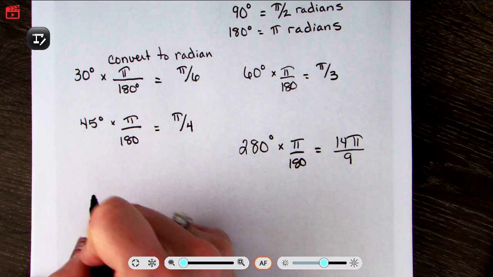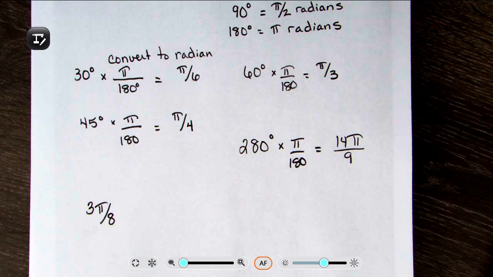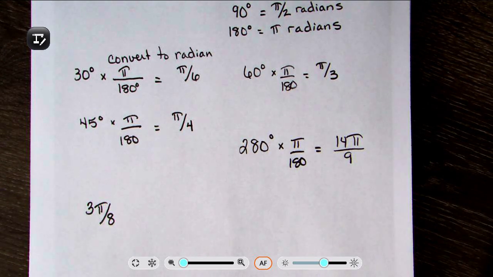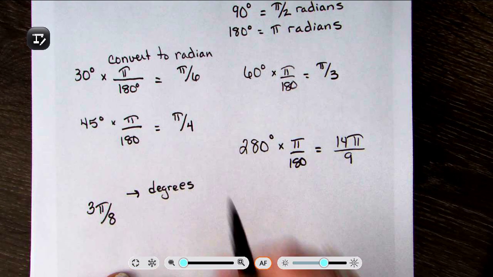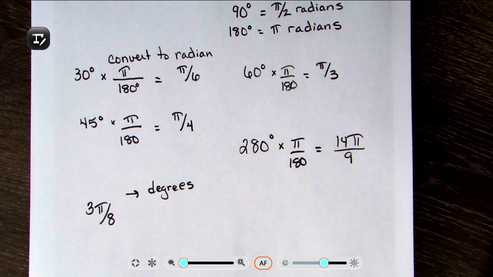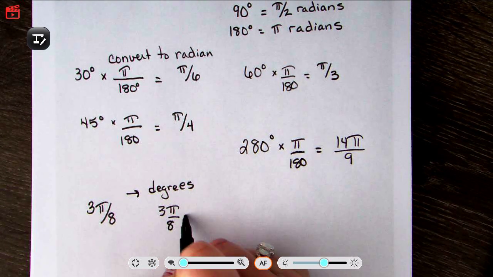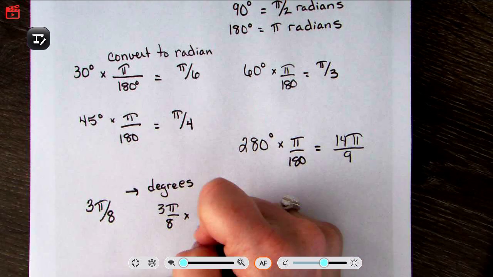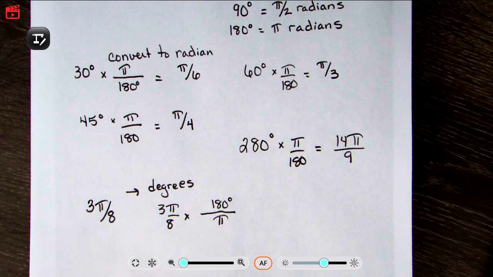We can go the other way as well. Let's say we have 3 pi over 8 as a radian measurement, and we want to turn it into degrees. Because maybe we're going to be talking to someone who is not mathematically knowledgeable. And for now, you guys will be doing a lot of this, converting them back and forth to get comfortable with the radian measurements. So we will take that 3 pi over 8, and this time we're going to be multiplying by, sorry about that, the 180 degrees over pi.